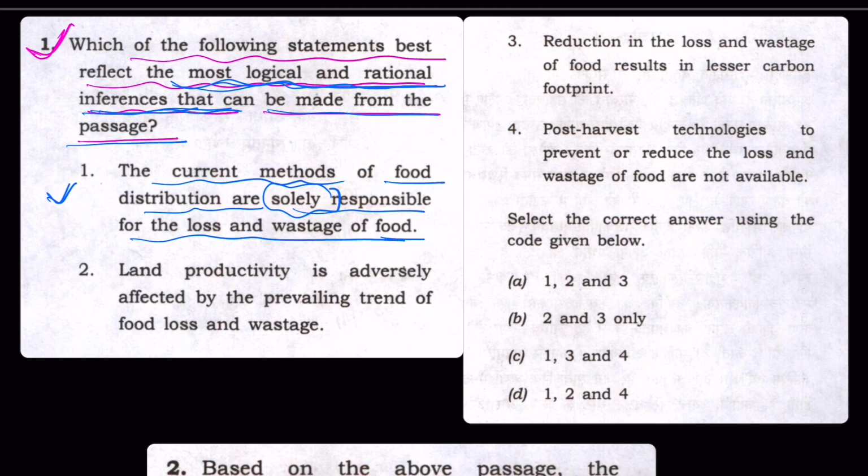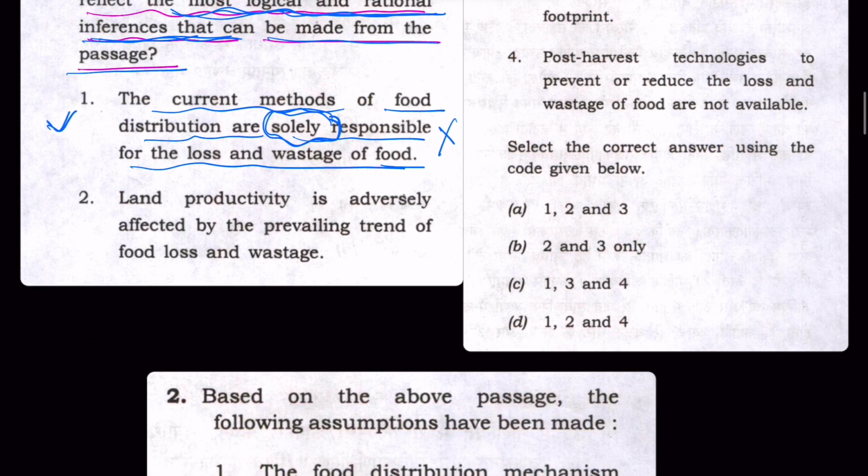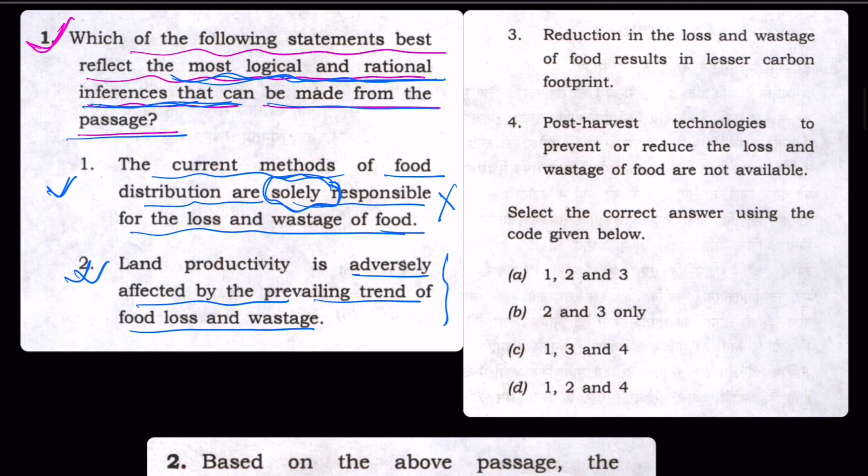Right? So nowhere in the passage has it been talked about that only the food distribution system is responsible for the wastage of food, right? So this option does not seem good because of this word "only," "solely," right? Then, land productivity is adversely affected by the prevailing trend of food loss and wastage. Now this is the thing that has been talked about very emphatically. So the second option is correct.